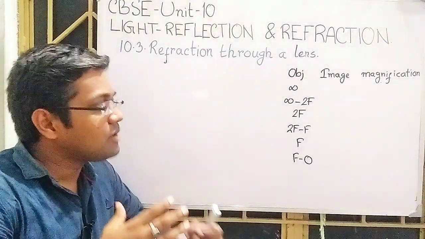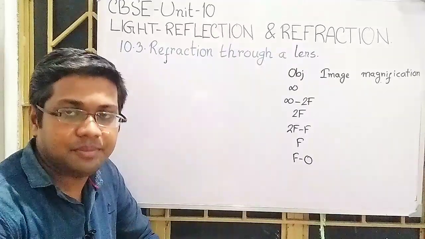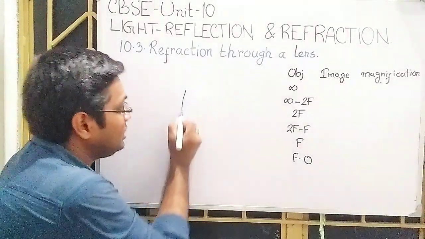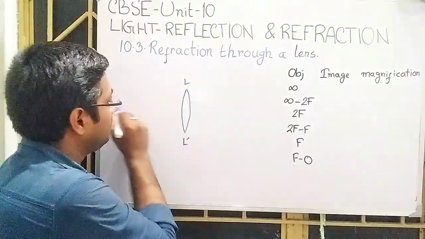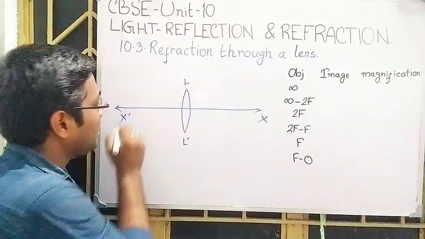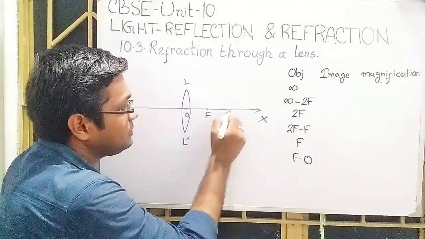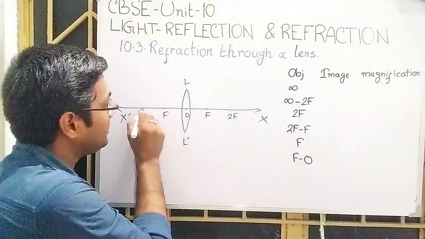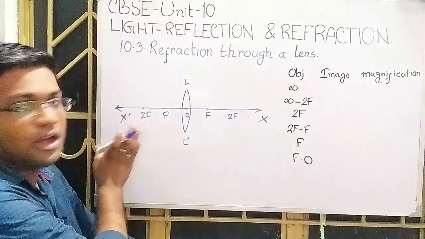So at first, if we place the object at infinity, where do we get the image? That is our first point of discussion. For that we consider a thin convex lens, L L prime. This is the principal axis of the convex lens, X X prime. Optical center of the convex lens, here it is capital F, it is 2f, it is f, and it is 2f. This is for the image side and this is for the object side.